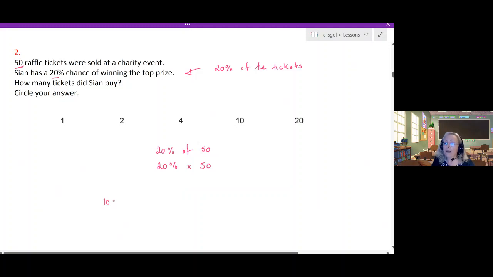So for 20% of 50, well, if this was a non-calculator paper, I would start by saying, let's find 10%. So I would do 50 divided by 10 to find 10%, which is 5. And then 20% would be twice as much. So I'd do 5 multiplied by 2, and the answer would be 10. If this was a calculator paper, I would just do 50 multiplied by 0.2, and that would take me straight to an answer of 10. So here, 10 is the answer for the number of raffle tickets that Sian had bought.